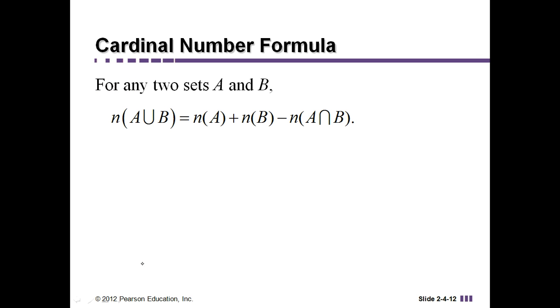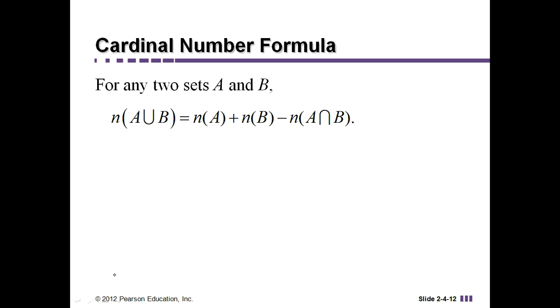Then we talk about something called the cardinal number formula. What this is going to help us do is figure out how many people are in these different sets. The cardinal number of A union B is equal to the cardinal number of A plus the cardinal number of B minus the cardinal number of the intersection. If I'm trying to figure out how many people are in the union, I want to take all of the people in A, all of the people in B, but subtract out where they overlap because I don't want to count people twice.